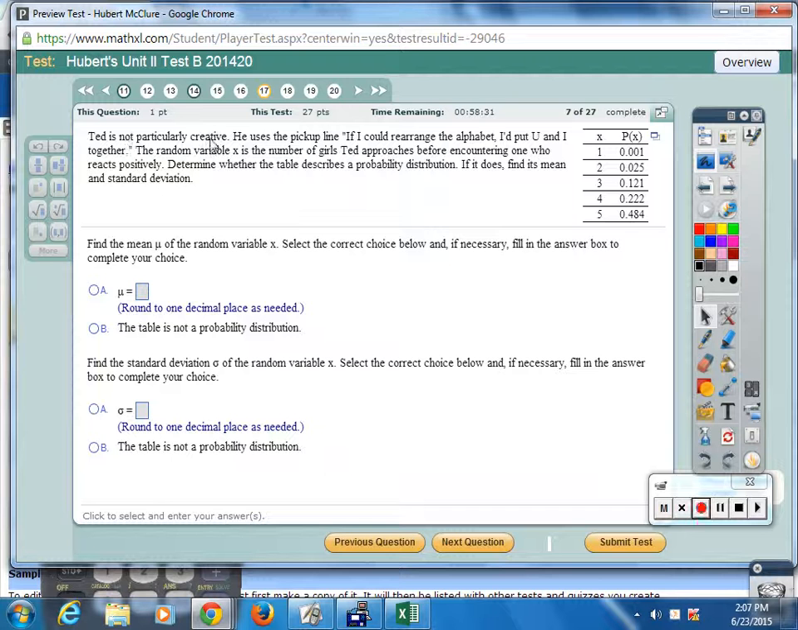Ted is not particularly creative. He uses the pickup line: If I could rearrange the alphabet, I'd put U and I together. The random variable X is the number of girls that slap Ed upside the head before encountering one who reacts positively. Determine whether the table describes a probability distribution. Let's see, that's 0.02, that's 0.14, that's 0.36. It's not.